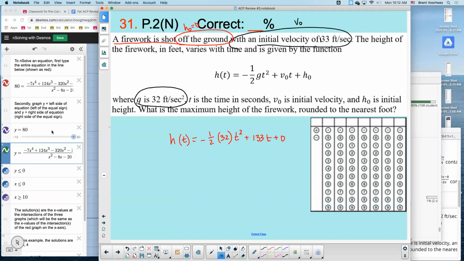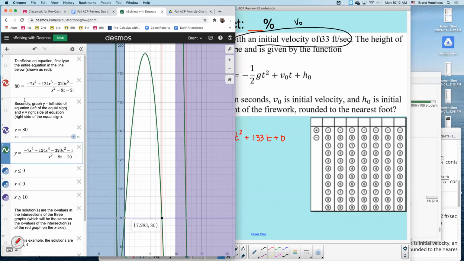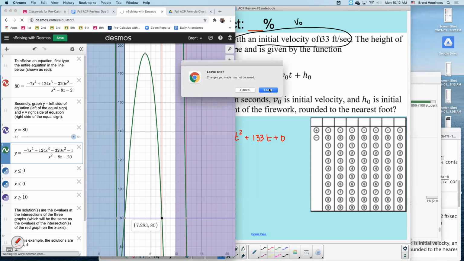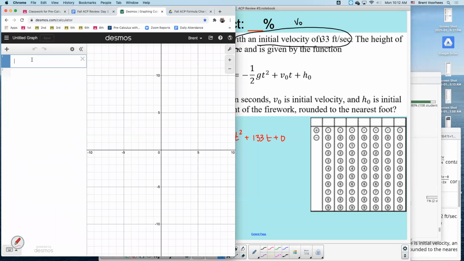And it wants to know the maximum height. So what I'm going to do here, let me clear this because I added so much stuff to it. I'm just going to get a new blank graph. So here's the original problem, and I'll take away the t in a little bit. Just bear with me for a second. -1/2 times 32 t squared plus 133 t plus 0.